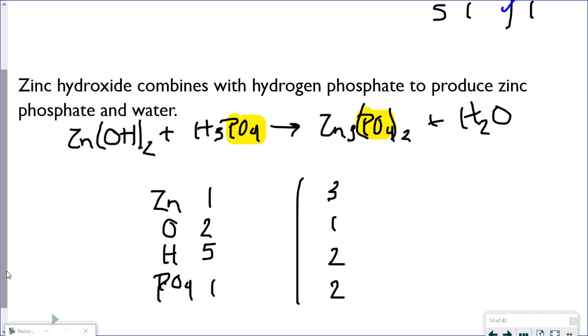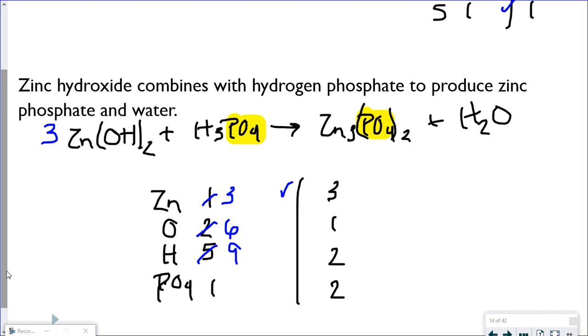So let's start with zinc. We have 3 on our product side, 1 on our reactant side. So we need to multiply by 3. So that does give us 3 zinc, but that also alters our oxygens and our hydrogens. So the coefficient and the subscript multiplied together. So oxygen, we have 6. For hydrogen, we have 6 in zinc hydroxide, plus the 3 from hydrogen phosphate for a total of 9. So zinc matches right now.